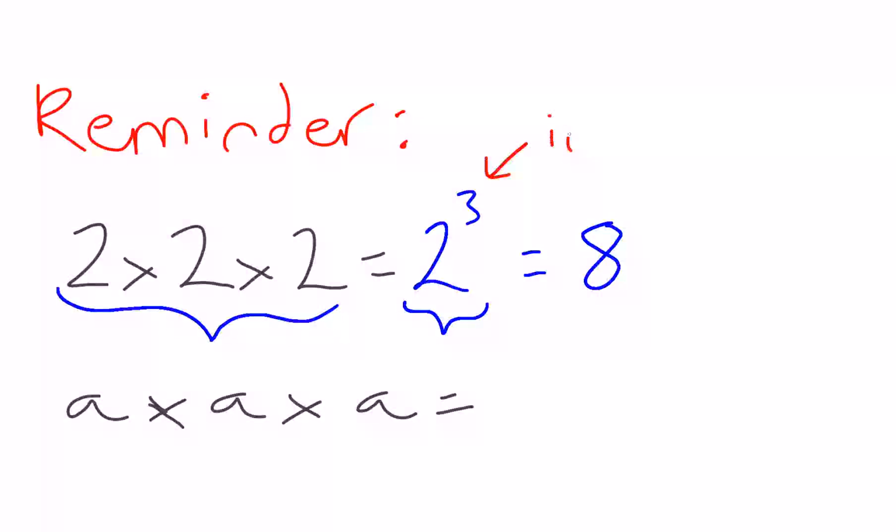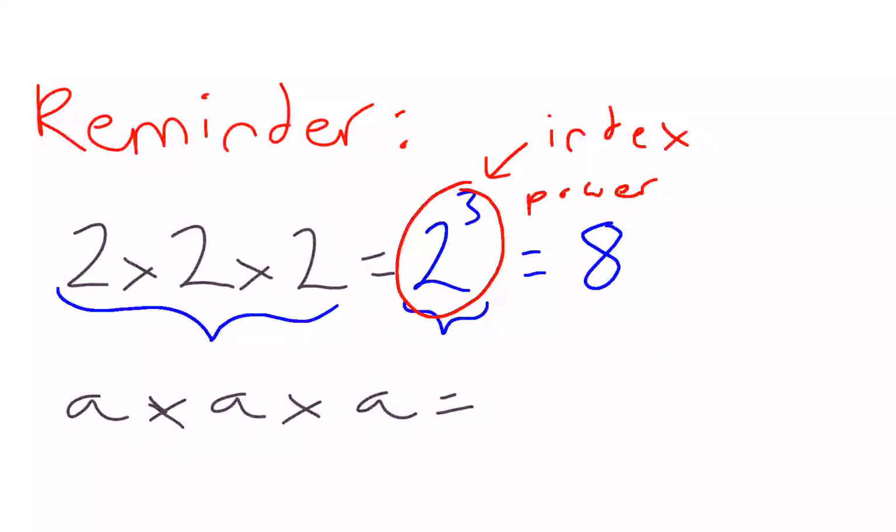This is the index, sometimes called the exponent, and the 2 here is our base numeral. The whole thing is called a power.